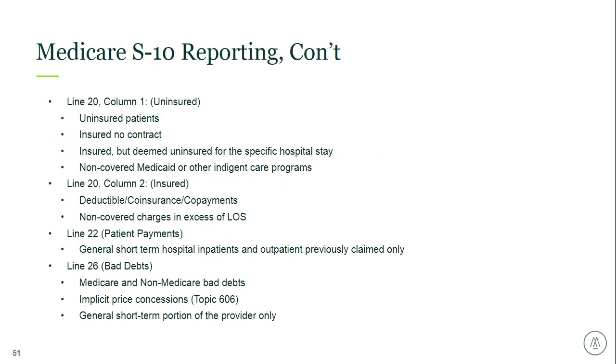And then to clarify, I'm not going to go through all these, but this is a slide that will clarify what should be included on each line in terms of uninsured and insured patient payments and bad debts. It's pretty consistent with what we've talked about during the audits, but I wanted to include it just to make sure everyone was clear on what should be included.